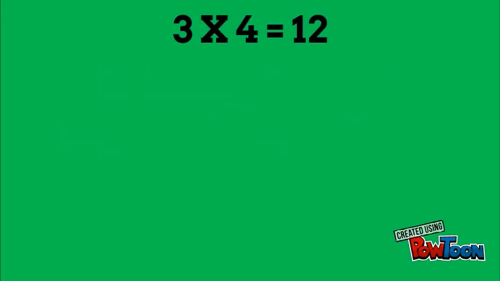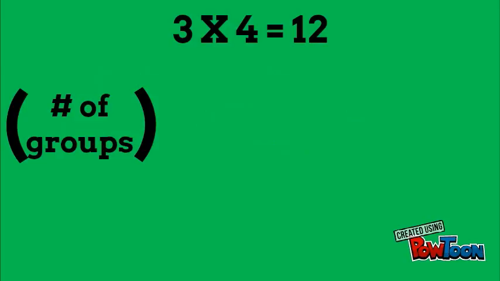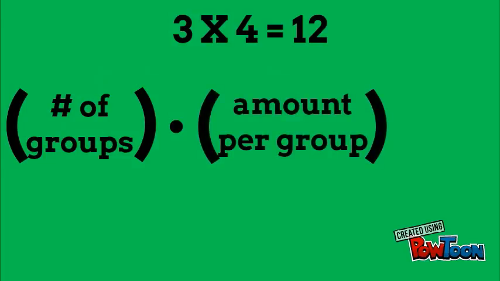Alright, before we do these equations, let's look at what multiplication really means. Anytime you're given multiplication, you can think you're told the number of groups times the amount per group, and that's what gets us our total. So we're going to use this model and flip it to look at division.